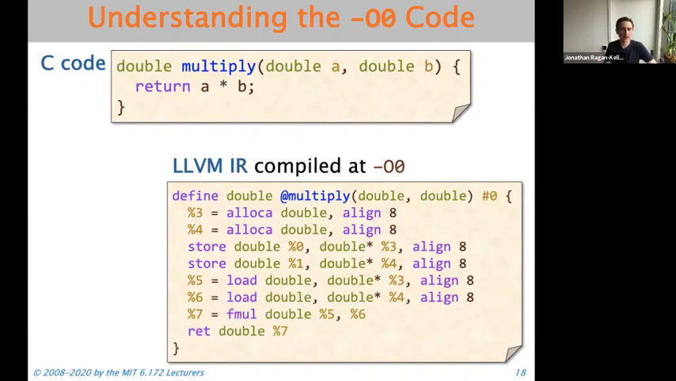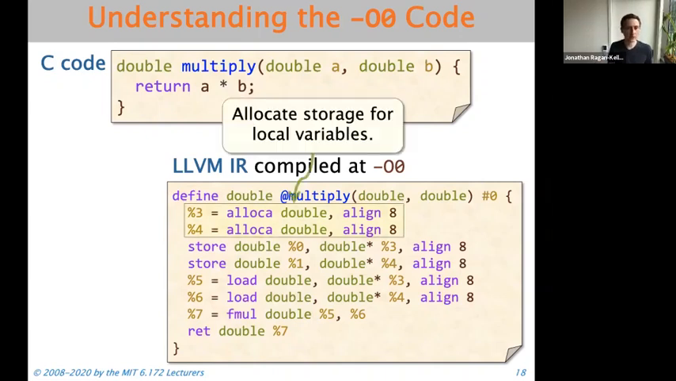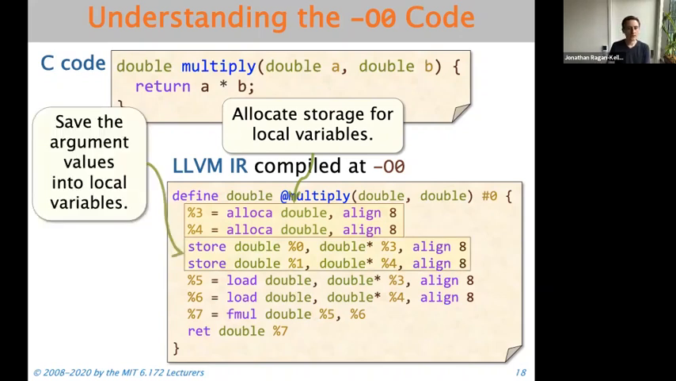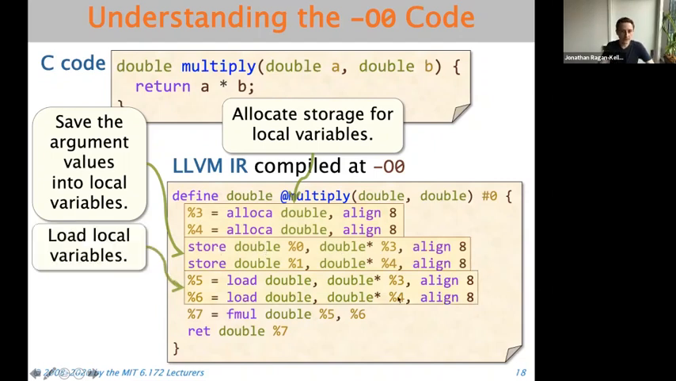I roughly alluded to what's going on here, but if we unpack it line by line, we can see these first two lines are indeed allocating storage for the local variables on the stack. That's what the alloca instruction does. Then we're using those, so 3 and 4 now store the addresses of the memory that we've allocated to store those local variables. The next two lines take the arguments and save them to those stack locations by storing them into memory. Then we turn right around, load them back from memory, do our actual multiply, and then return the result.